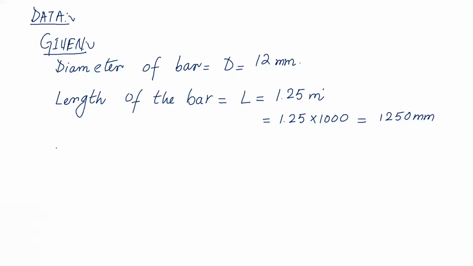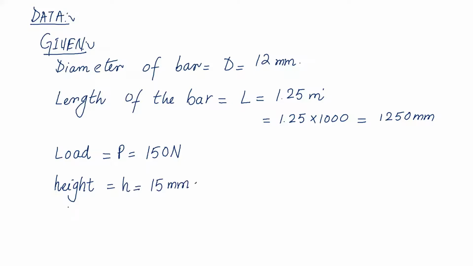Then the load, or you can say weight, P is 150 Newton, given in the question. Then the dropping height H is equal to 15 millimeter. Then the modulus of elasticity is given, that is 2 into 10 to the power 5 Newton per millimeter square. Now I am going to write down the required.